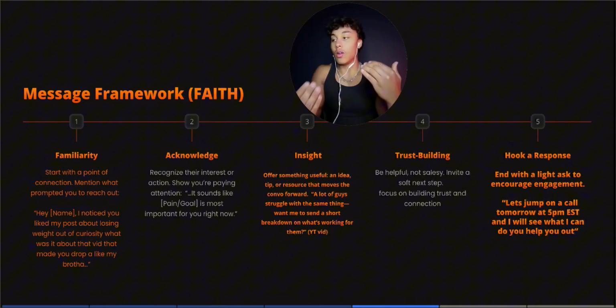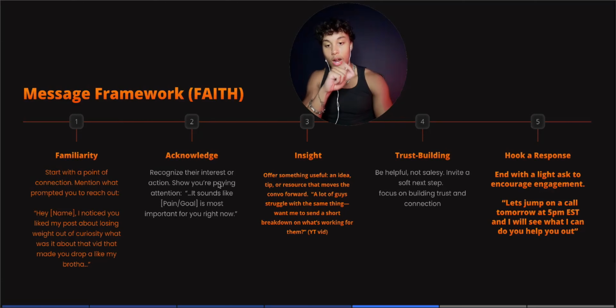Make it sound like you're actually trying to get insight so that you can continue to drop bangers that Matthew rocks with. The next thing you want to do is acknowledge, recognize their interest or action. Show you're paying attention. Matthew, it sounds like you're trying to get your diet right. What is it that's making you want to lock in on your diet? Is it that summer's coming up and you're trying to look good on the beach? What's the word? Right? Just make it sound super casual.